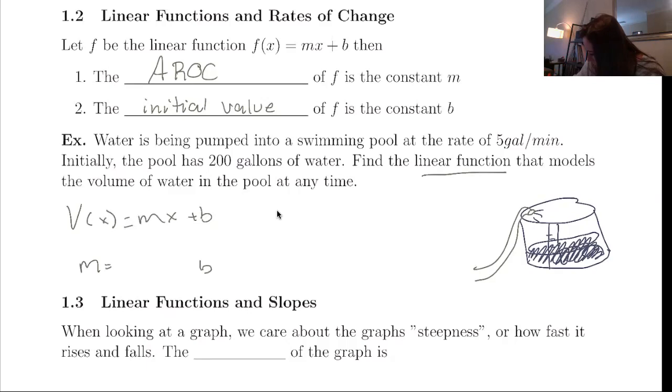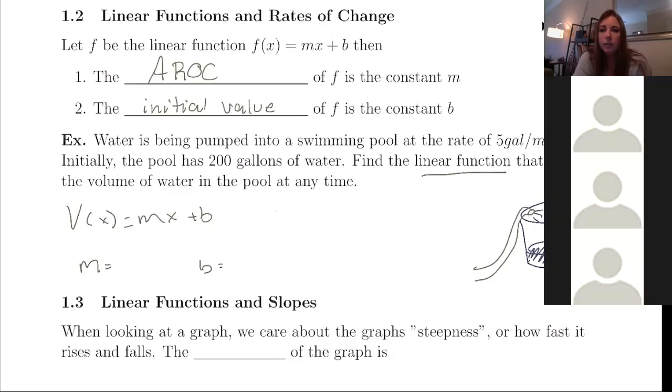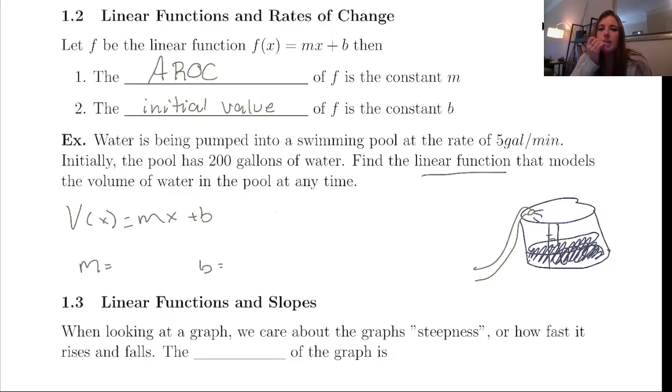So what's m going to be and what's b going to be and why? So what is m? CJ, why is m going to be 5?